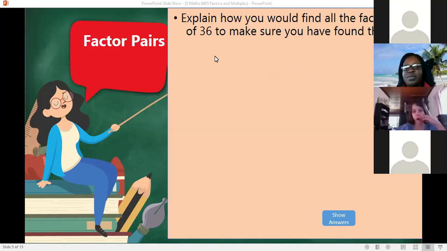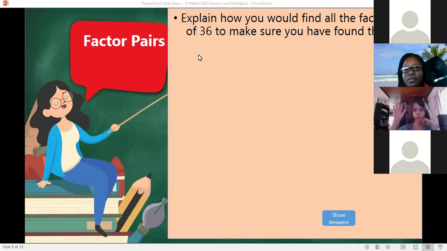Okay, so how do we find the factors of 36 using factor pairs? We can say 36 divided by 1 is equal to 36. Okay, so the first one is 1. 36 divided by 2 is equal to 18. 18, yes, you are right. So then we have 2 and 18 there. So you said 1, and then we have 2 and 18.